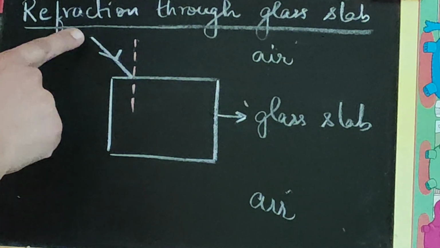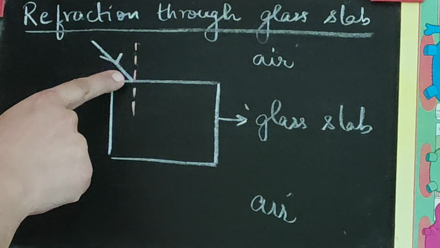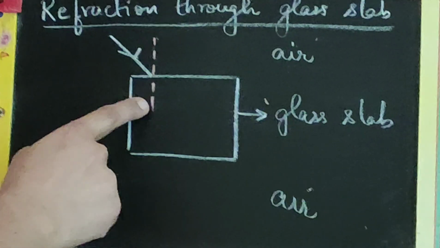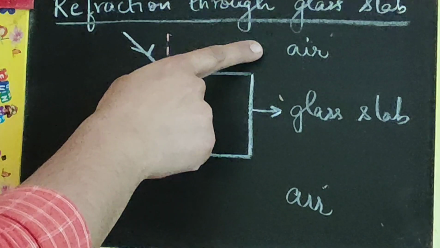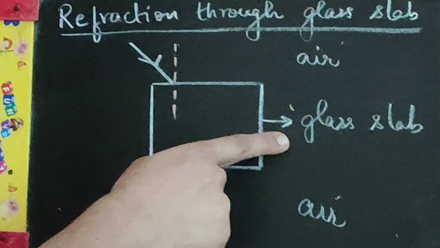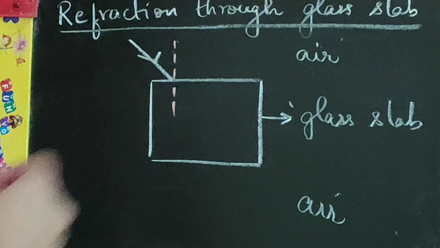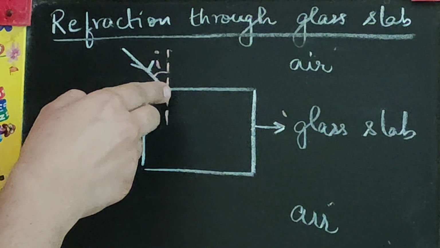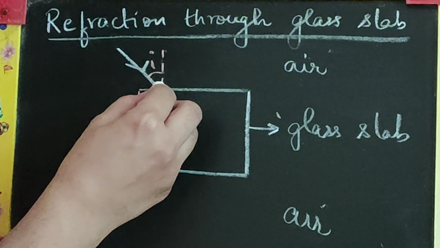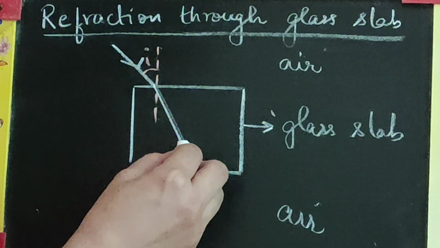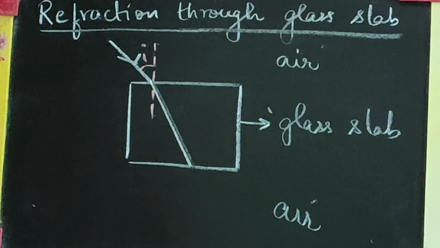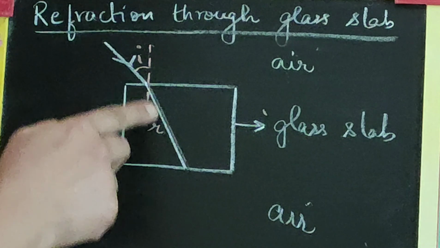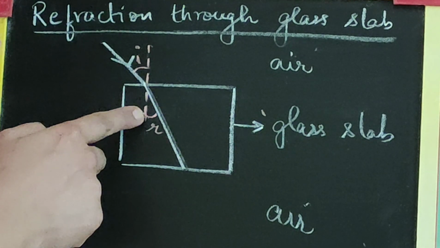So tracing the path of light through a glass slab, suppose this is an incident ray which strikes the glass slab at this point where we have dropped a normal. So light is traveling from a rarer to a denser medium, from air into the glass slab. If this is the angle of incidence, the angle between the incident ray and the normal, light will bend towards the normal since it is entering a denser medium and the speed of the light decreases. This here is the angle of refraction, the angle between the refracted ray and the normal.